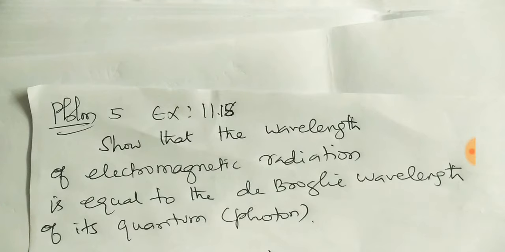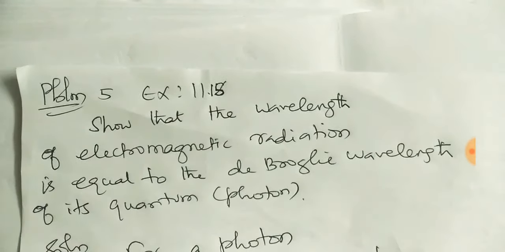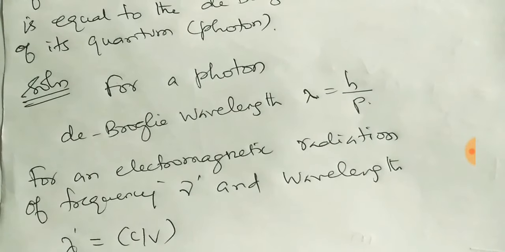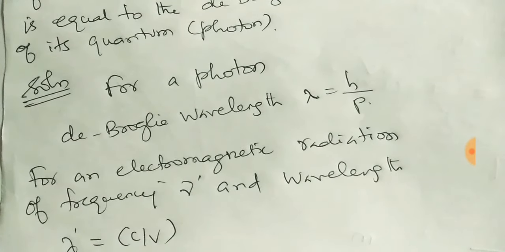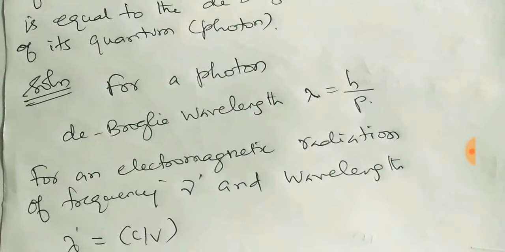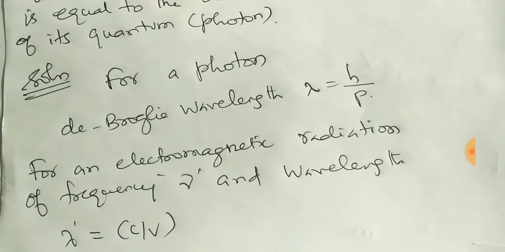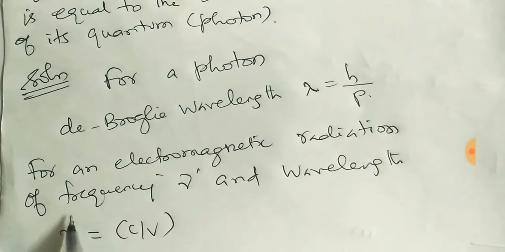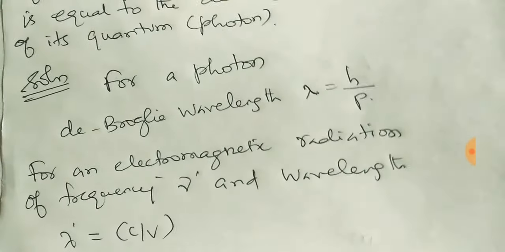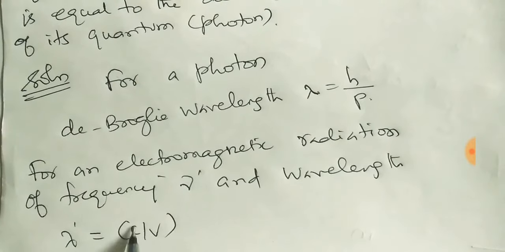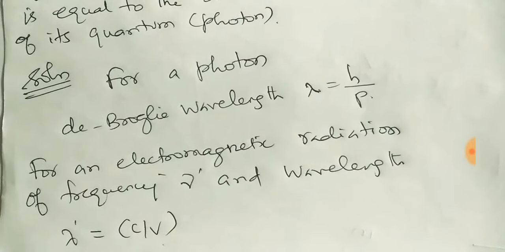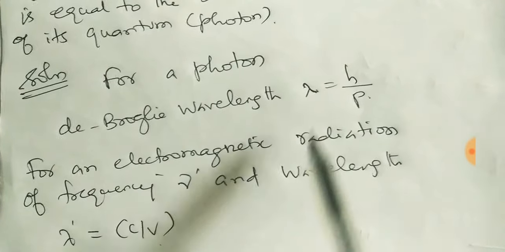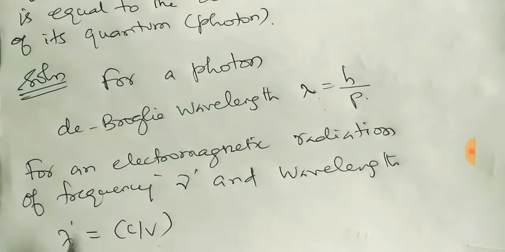Okay, let's see the solution. As we know, for a photon the de Broglie wavelength is lambda equal to h by p. Let us consider lambda dash as the electromagnetic radiation wavelength. It has the frequency nu. We can write lambda dash as c divided by nu. Now what is our aim? We need to show that both the wavelengths, lambda and lambda dash, are equal.